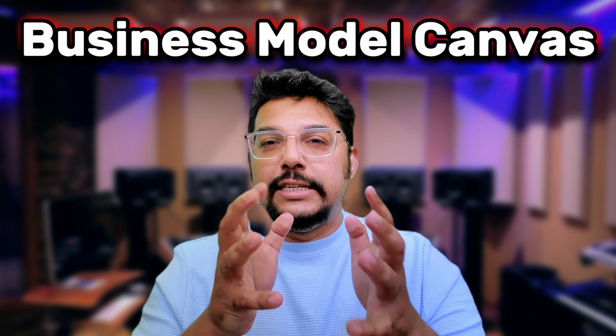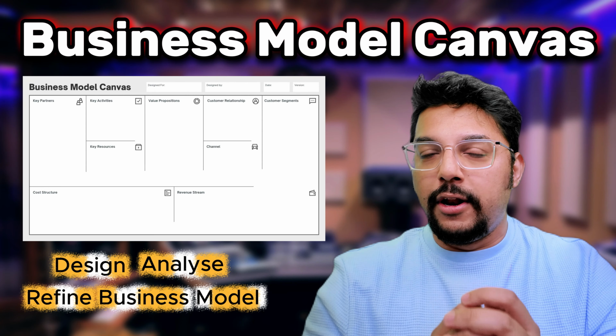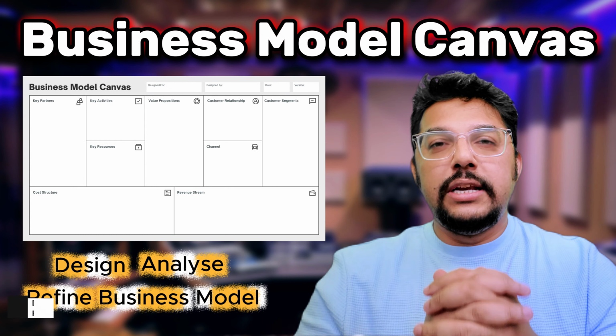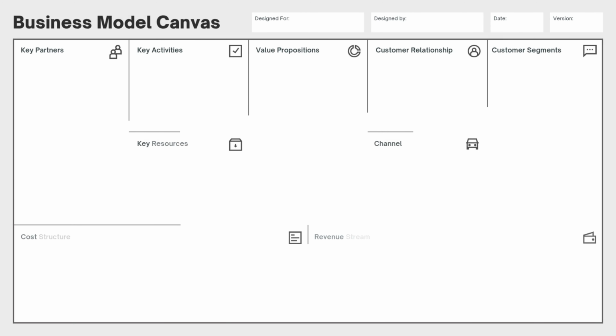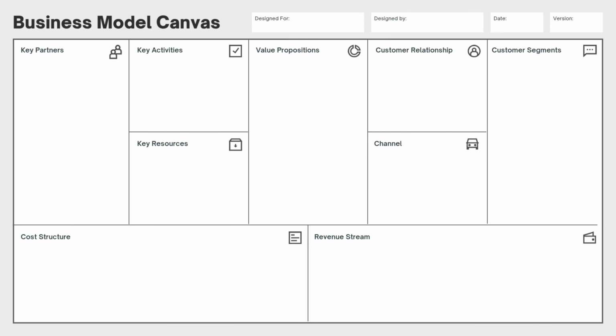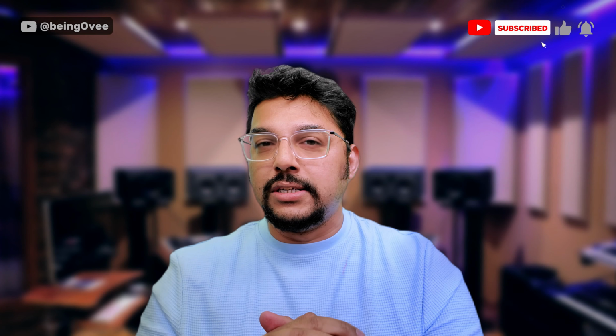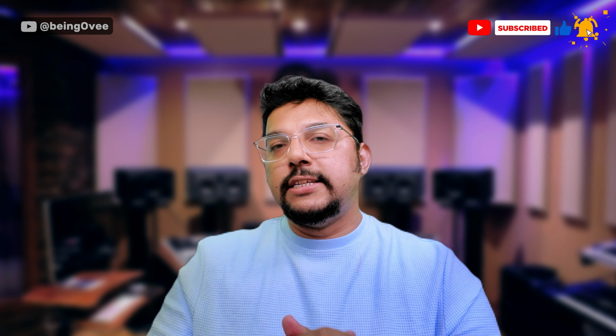First of all, the business model canvas or BMC. As I say, this is a powerful visual tool that helps businesses design, analyze, and refine their business model in a very structured way. It was developed by Alexander Osterwalder and it is now widely used by startups, enterprises, and innovators worldwide. Traditional business plans can be lengthy, rigid, and complex, sometimes stretching over 40 plus pages. The BMC or business model canvas offers a concise one-page framework that provides a clear and flexible view of your entire business structure.